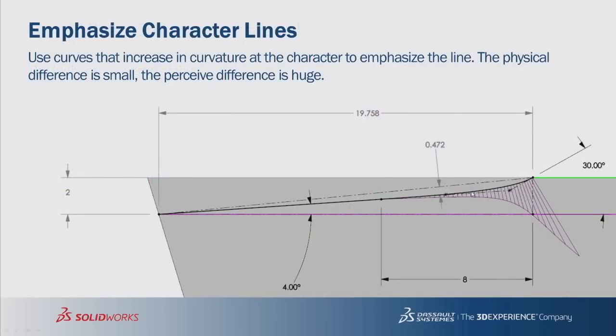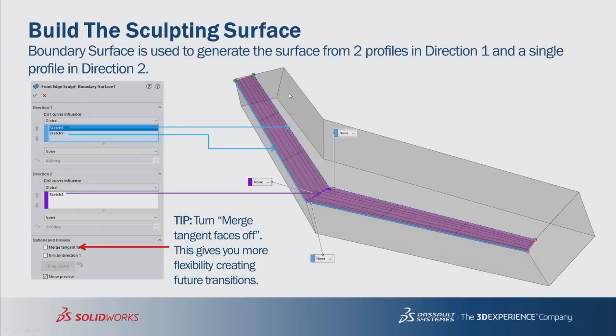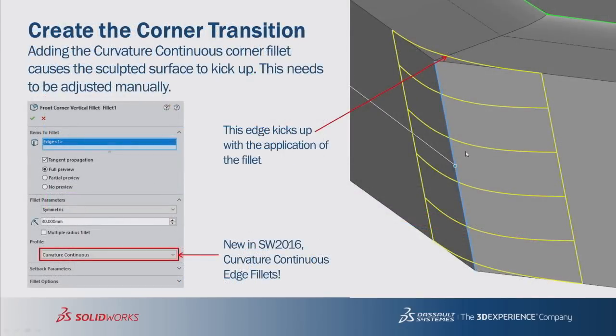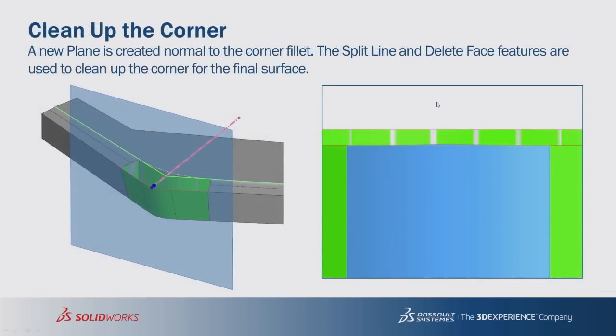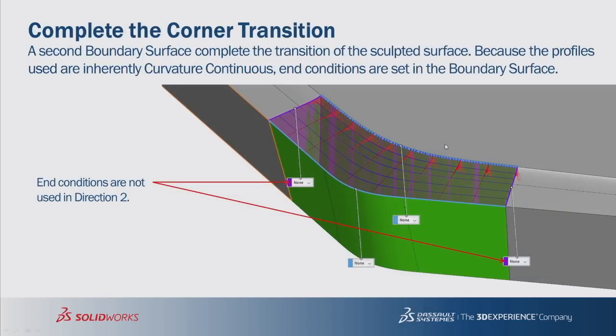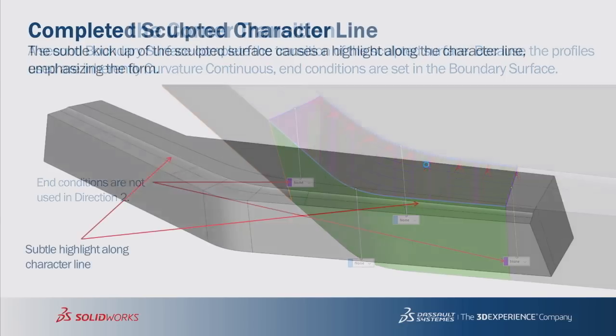We're emphasizing that character line by kicking the surface up a little bit. We're building the sculpting surface with the boundary surface, 2 profiles in direction 1, just sketches. Finally, that other sketch profile in direction 2. We're going to create the corner transition with the standard fillet tool. We're going to use split instead of split line because it's way better for the parent-child in my opinion. We're going to clean up the corner by split lining it and delete facing to get rid of that little extra material. And we're going to complete that corner transition with the boundary surface.